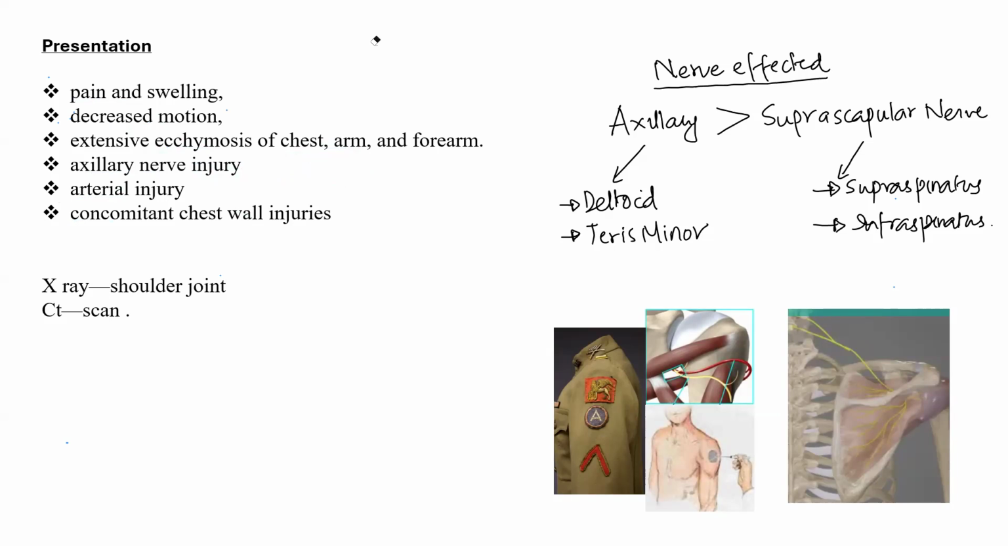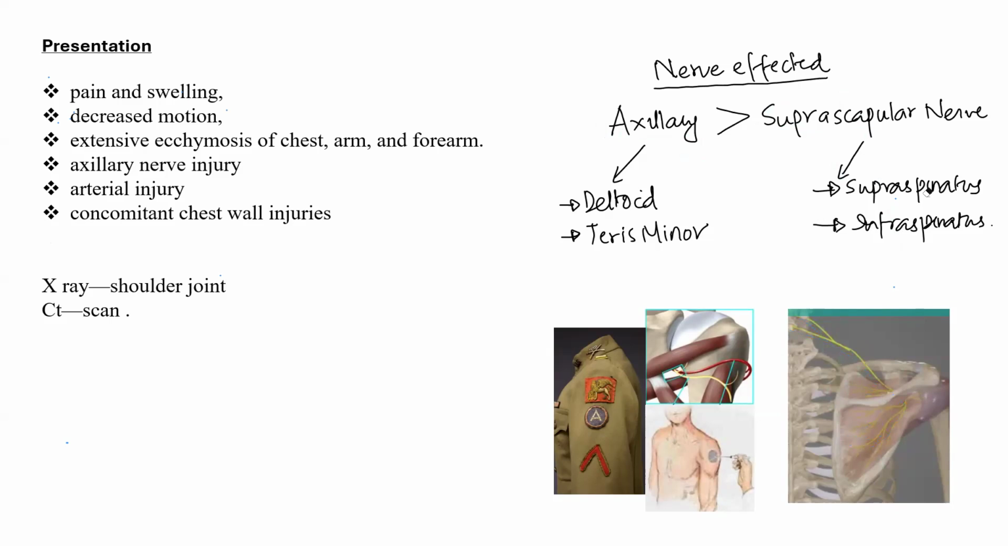This point is very important because it was twisted many times and asked in your exam also: which is the commonest nerve involved? The axillary nerve is the commonest involved. Second is the suprascapular nerve. The suprascapular nerve comes from the brachial plexus and goes into the suprascapular region. Then behind the spine of the scapula, it moves on to the infraspinatus. So it supplies the supraspinatus muscle and the infraspinatus muscle. The most common nerve involved is the axillary nerve. The axillary nerve supplies the deltoid and teres minor, whereas the suprascapular nerve supplies supraspinatus and infraspinatus.